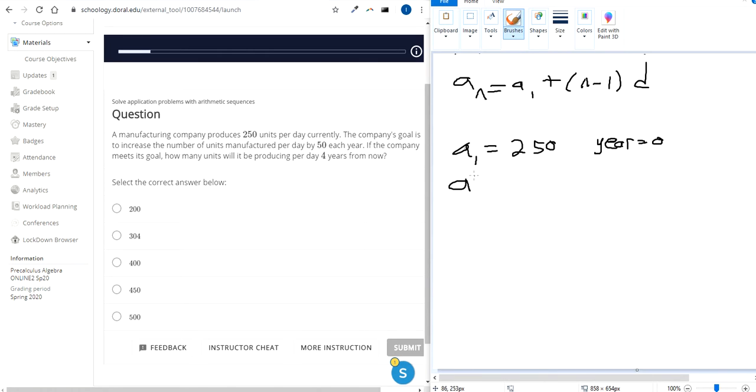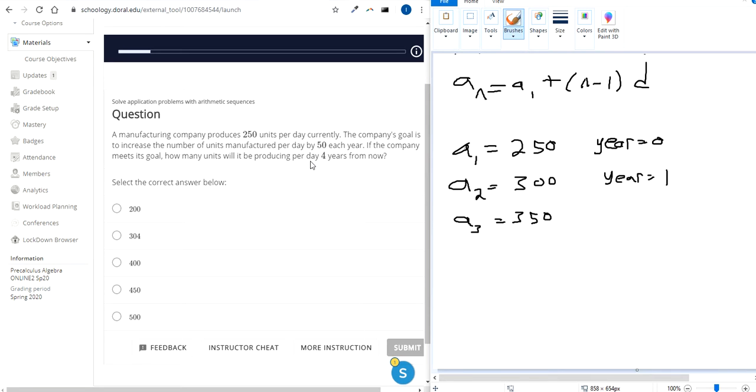So I guess maybe we could call that A0, but it starts getting confusing if you start indexing something other than 1. If we're increasing by 50 each year, then at year 1, 1 year away, we should be at 300. And then year 2, if you want to have another term, then we should be at 350. And then you could actually just keep counting using this column to find out how many units we're going to be producing 4 years from now.